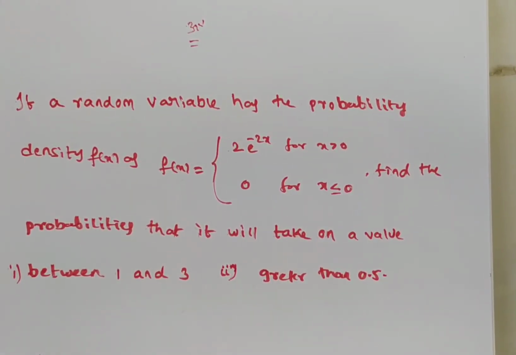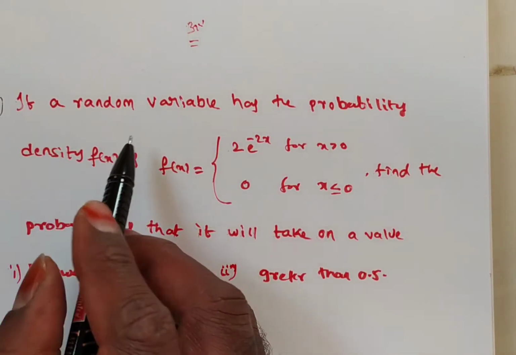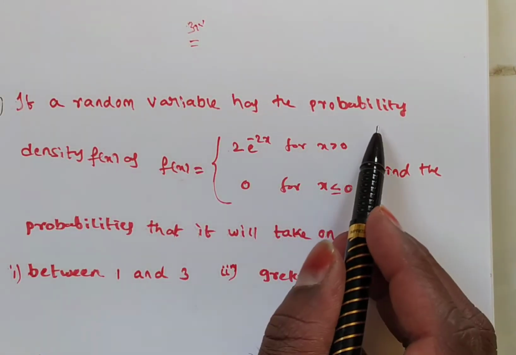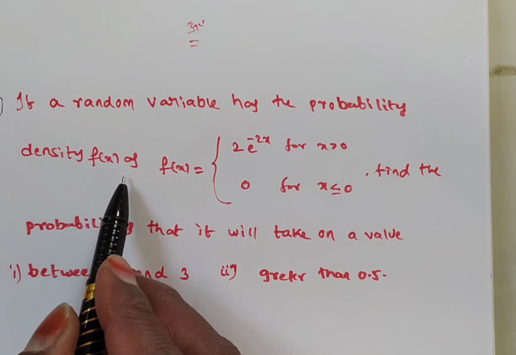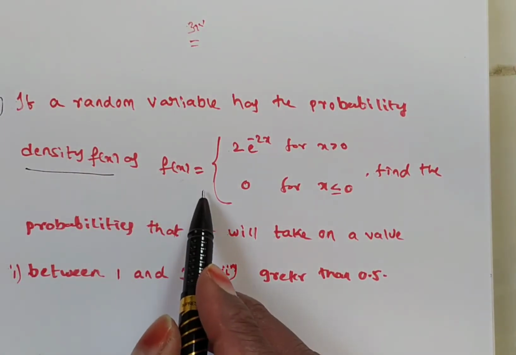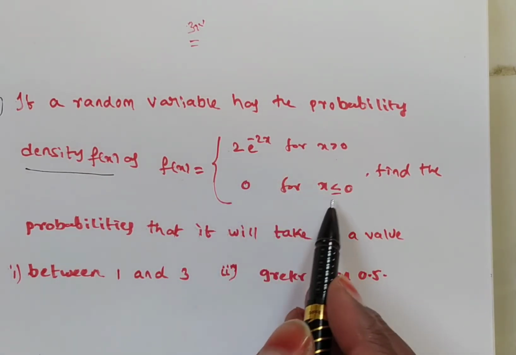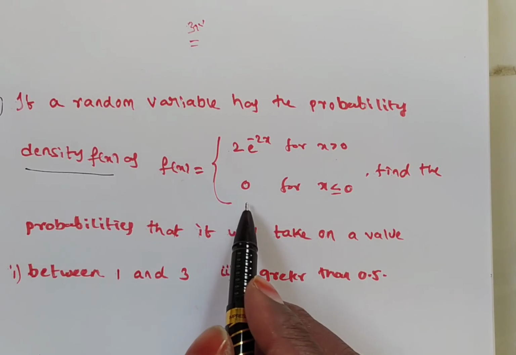Now we are solving a problem based on continuous random variable. The given problem is: if X is a random variable that has the probability density function f of x, given here as f(x) = 2e^(-2x) for x greater than 0, and 0 for x less than or equal to 0.